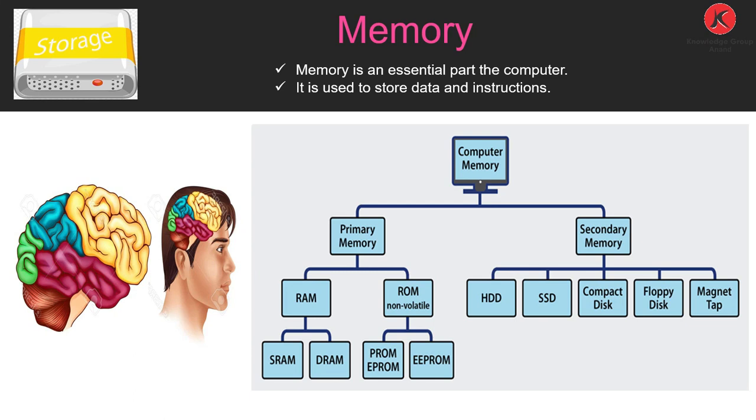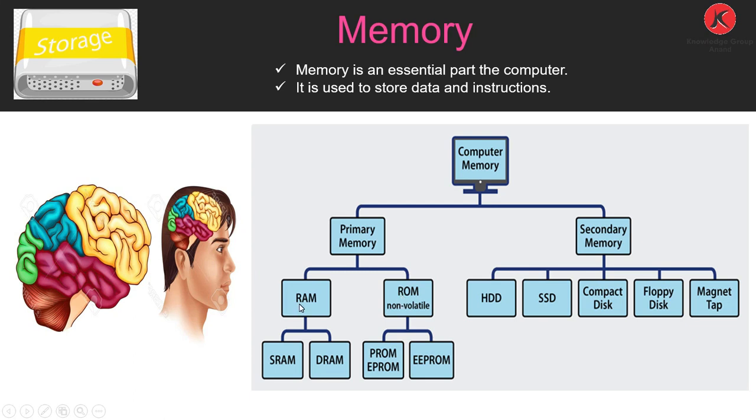So memory is an essential part of the computer and it is used to store data and instructions. There are mainly two types of computer memory: primary memory and secondary memory. Primary memory again has two types: RAM and ROM. RAM means random access memory and ROM means read only memory. RAM is volatile and ROM is non-volatile.